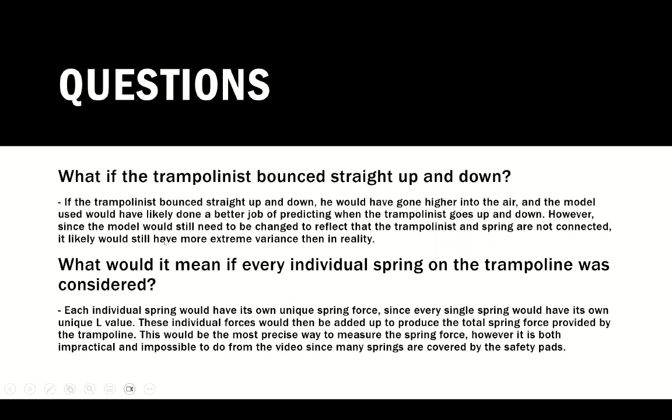So, questions. What if the trampolinist bounced straight up and down? If he did that, he would have gone higher into the air just as a baseline, and the model likely would have done a better job of predicting when he goes up and down, but since there's that issue with the model considering them attached, it still would have more extreme variance. And if every individual spring was considered, it would have its own unique L value.